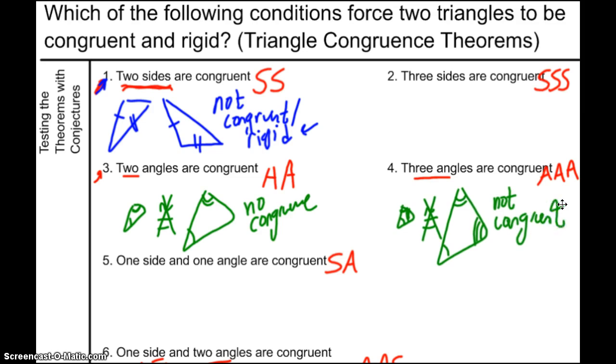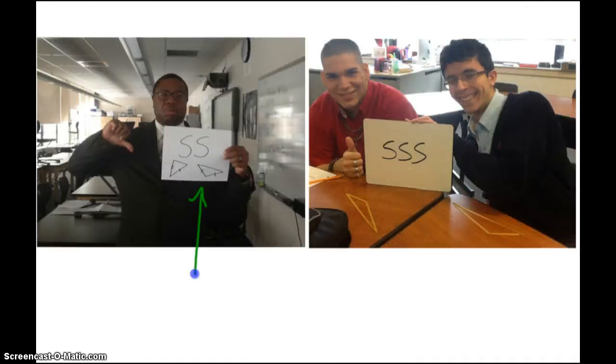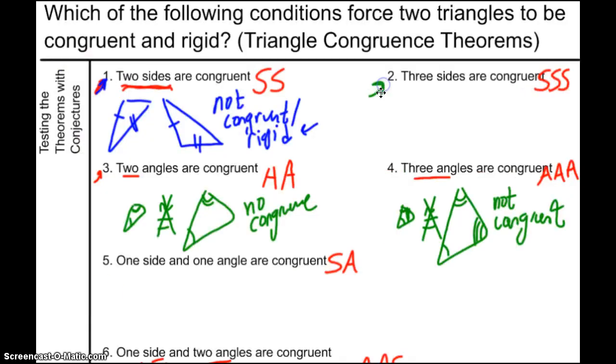Let's check back with some other classmates. We found that having two sides congruent doesn't really do much for us. We already knew that. If you've got only two sides that are the same, not congruent. However, if you have three sides that are the same, SSS, like these two found, they made the same exact triangle with the same three sides. That works with number 2. If you've got two triangles that have the same congruent three sides, then the whole entire triangle is congruent. Yes, they're congruent.